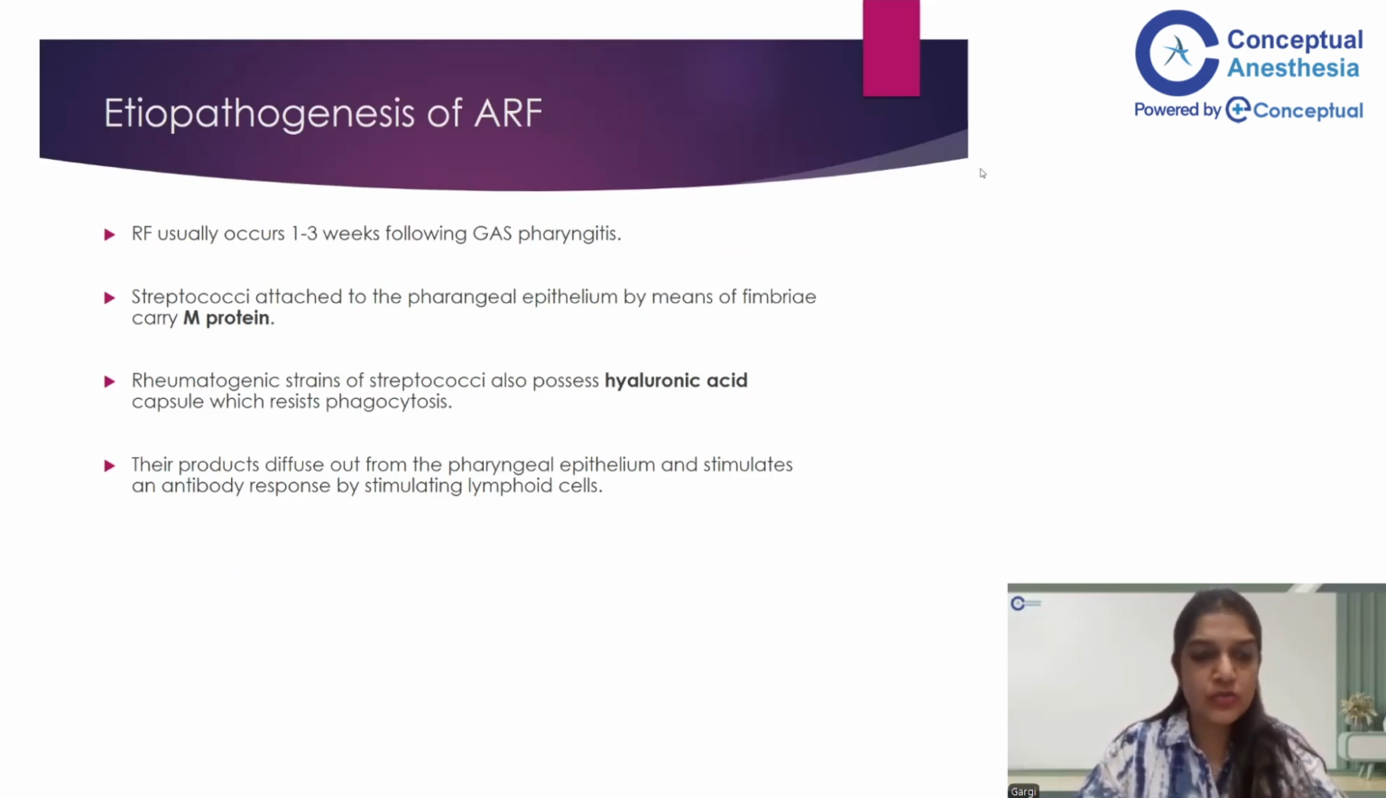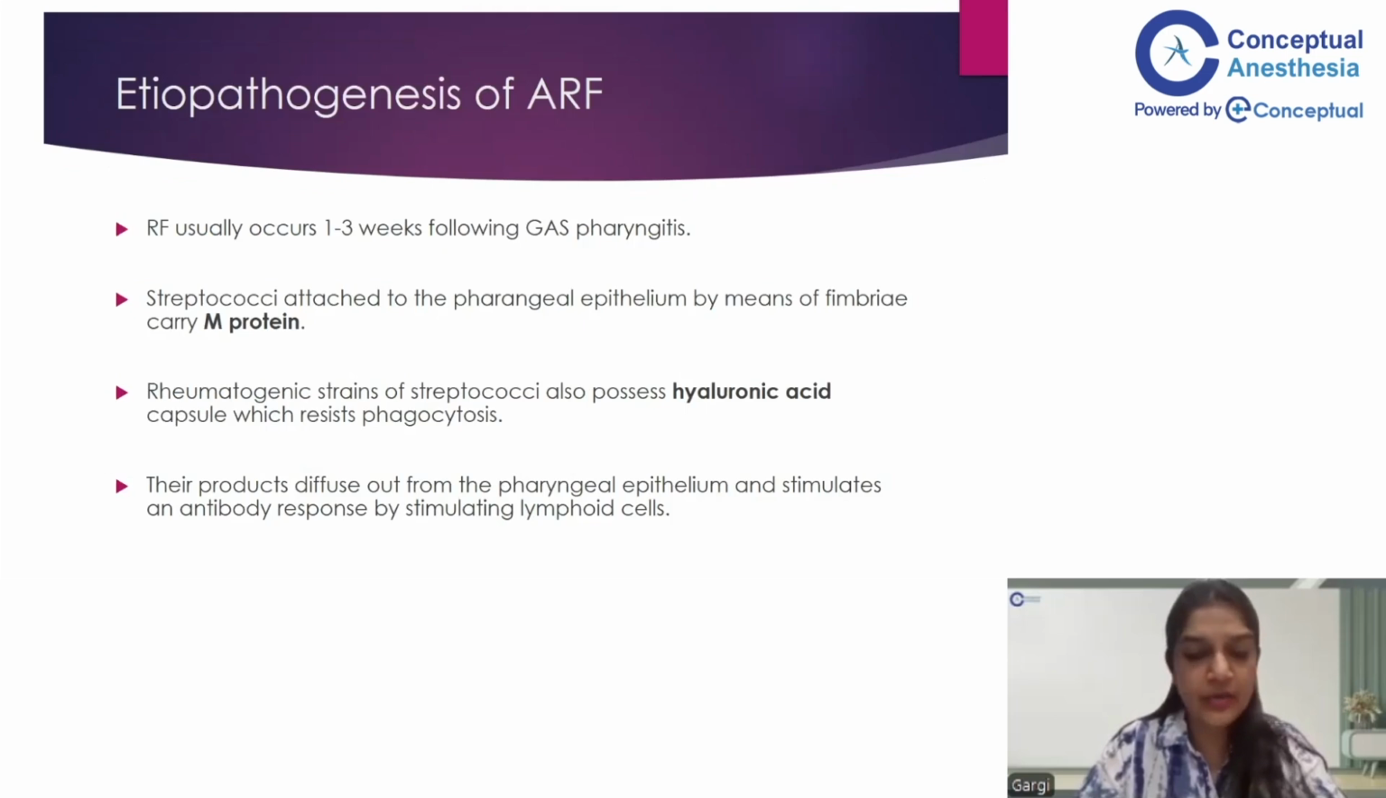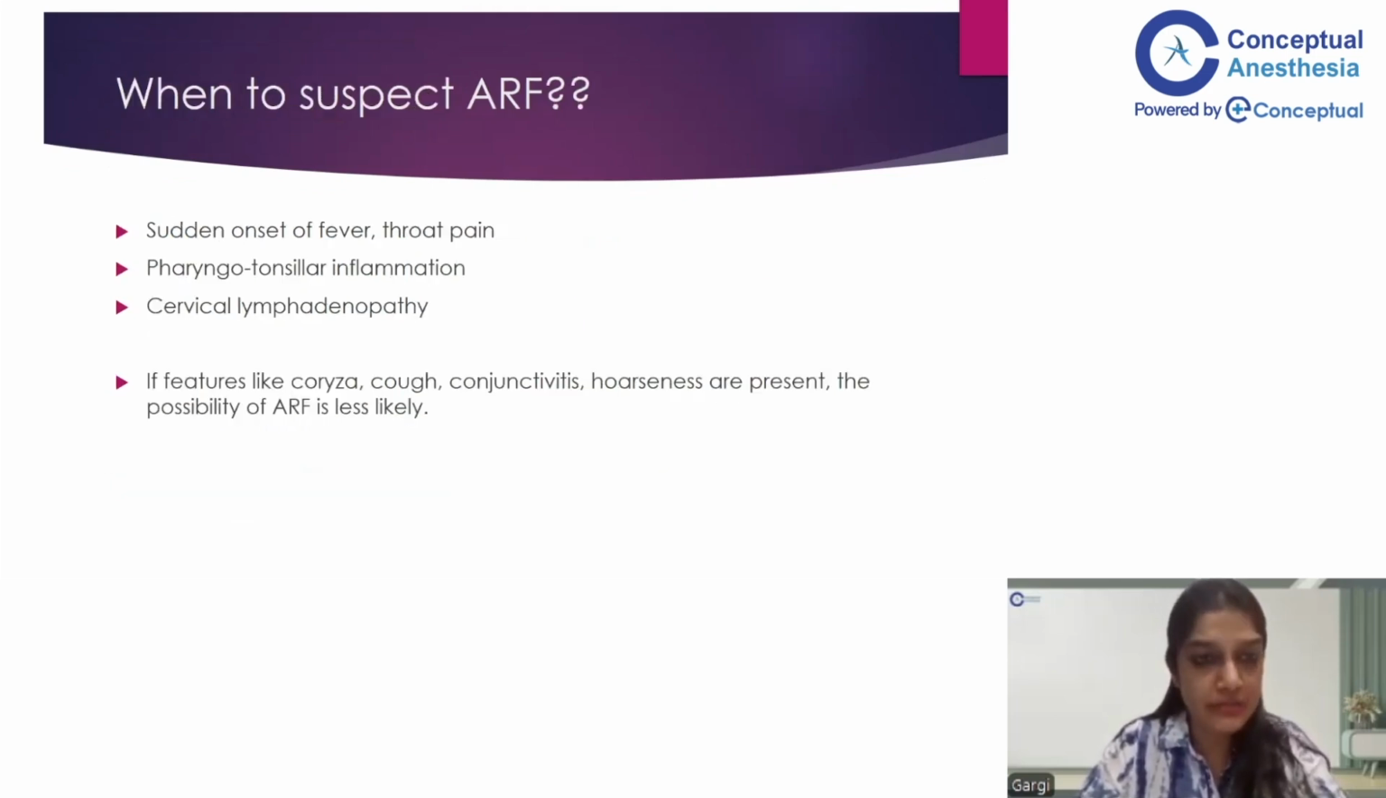So, the streptococci attach to the pharyngeal epithelium by means of fimbriae, which carry the M protein. Streptococci also possess hyaluronic acid, which resists phagocytosis. And these products, like the M protein and the hyaluronic acid, diffuse out of the pharyngeal epithelium and stimulate an antibody response by stimulating lymphoid cells. And that is how the autoimmune process begins.